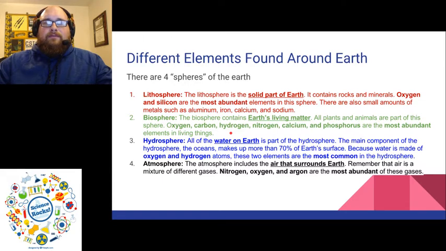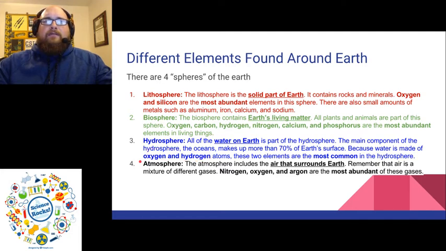Now the last two are pretty simple. We have the hydrosphere. This is all of the water that is on Earth. The main components of the hydrosphere are the oceans, the seas, the lakes, the rivers, anything that's water. And they cover about 70% of the Earth. Well, water is made up of oxygen and hydrogen atoms. So because this is what makes water, and the hydrosphere is all the water on Earth, these are the two most common, most abundant elements in this sphere.